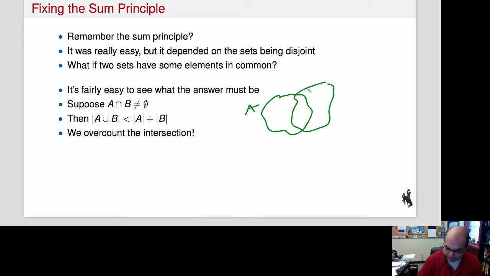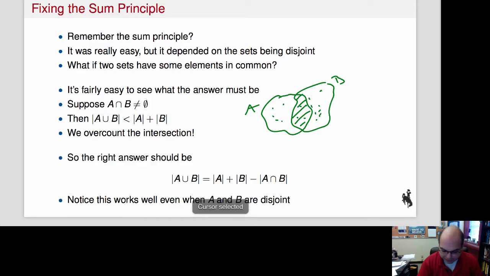So I have the set A, I have the set B, and there are lots of things here and there. What's happening is when I count the A's plus the B's, I'm counting all the elements in the intersection twice. So how to fix this? Well, it's embarrassingly easy. We're just going to subtract them. Because I counted them twice, let's subtract them once, and I should have the exact answer.